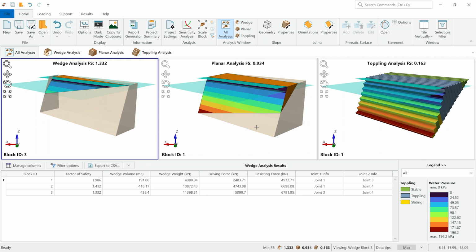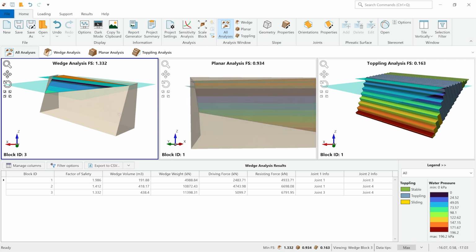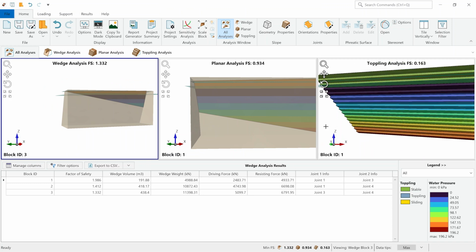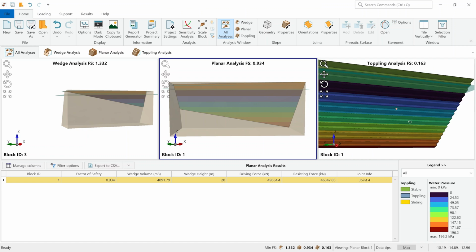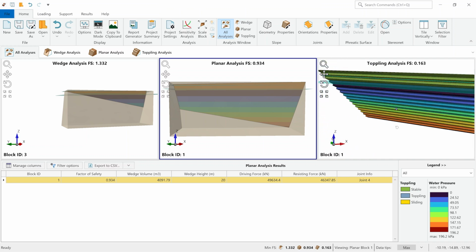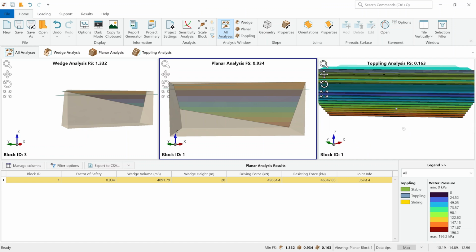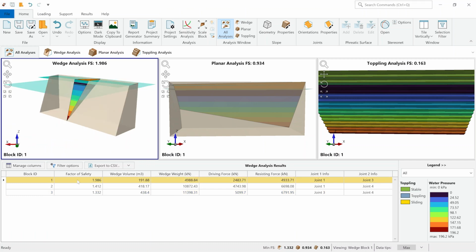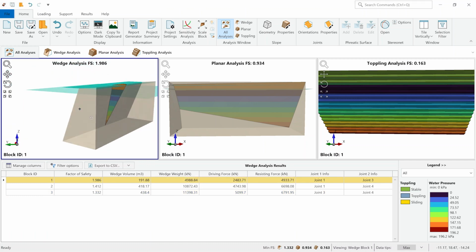And we can see that in the case of the planar and the toppling analysis, the factor of safety has drastically decreased and has reached a value of less than 1. Now, again, we want to see the water pressure contours, and rotating my block as such, we can now finally see a water contour applied to our joint. Here, we see that the maximum pressure is occurring at the tip of both my toppling block and my planar block. And in the case of the wedge analysis, the peak pressure is occurring at the toe of my wedge block, with the highest pressure acting on the first block, as shown here.